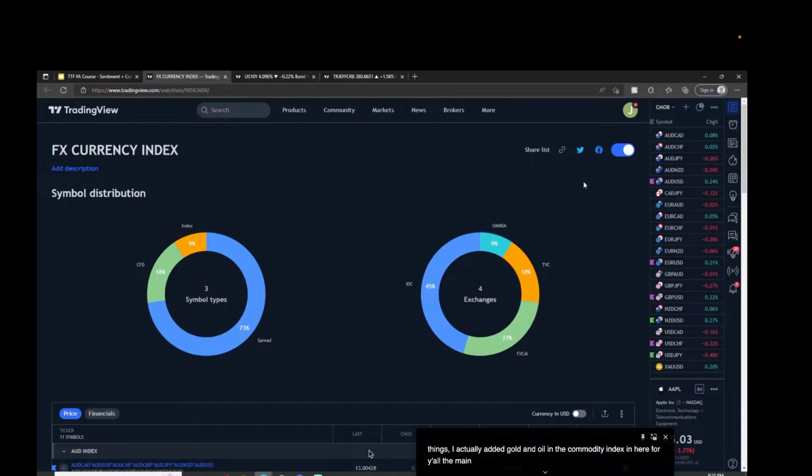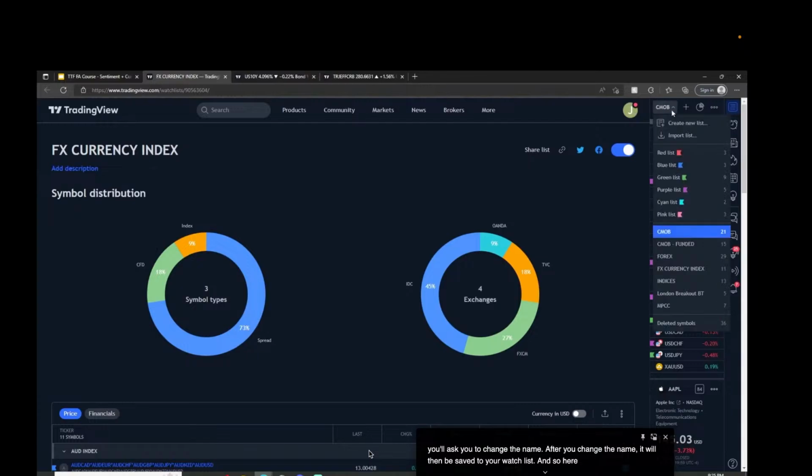This is obviously my watch list, so I don't have this option, but somewhere here in the top right it'll say save or add to watch list, and you'll click that, and then it'll ask you to change the name. After you change the name, it will then be saved to your watch list. And so here you could change your watch list with a little drop down. You should be able to see something right here where it says FX currency indexes, and that is how you set it up.